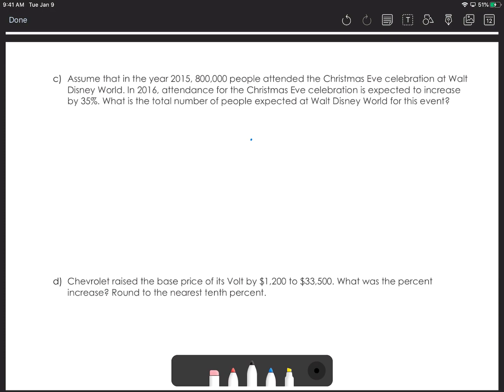Next example, it says, assume in the year 2015, 800,000 people attended the Christmas Eve celebration at Walt Disney World. In 2016, the attendance for the Christmas Eve celebration was expected to increase by 35%. So here's a key word so that I know that I'm going to add when I set up my equation because it's an increase. The question is asking, what is the total number of people expected at Walt Disney World for this event? So, since this is an increase, I'm going to set up my equation that the old value plus the change will give me the new value.